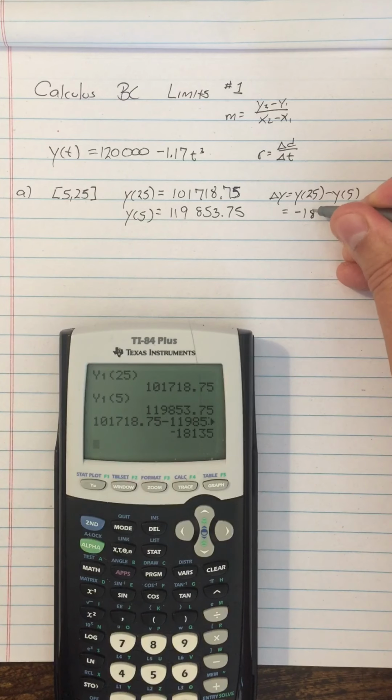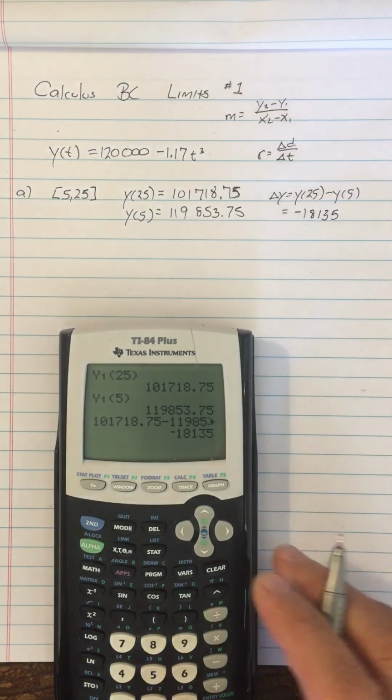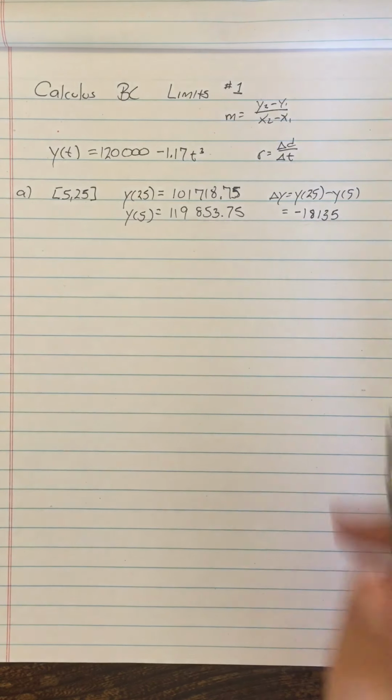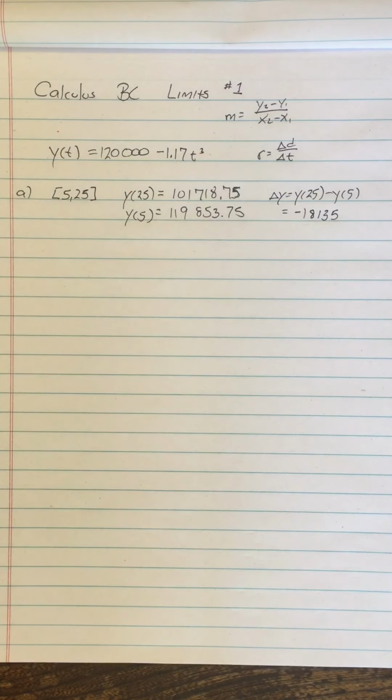Why is that answer negative? Because the object is descending. Its altitude is becoming less. Its altitude is decreasing. So in fact, I'm going to expect the velocity here to be negative. Okay, so there's a couple quick calculator tricks, and I'm going to run through a little bit more of this in our next video and just sort of reinforce those calculator tricks.